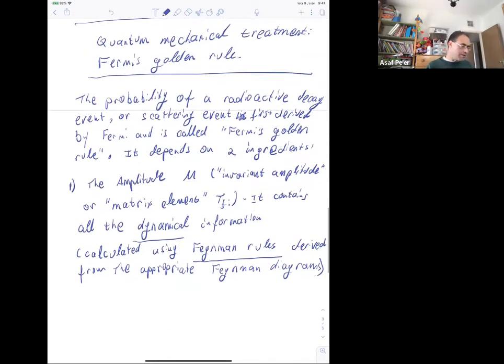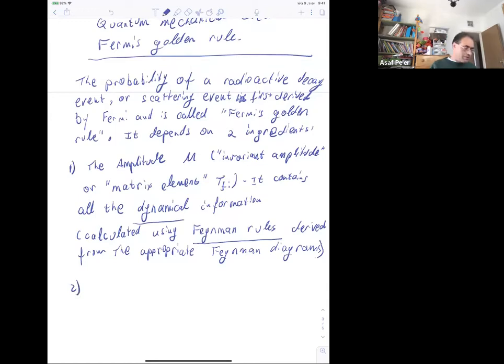The second part is the available phase space for the process. That's also known as the density of states. Basically, it tells you all the kinematics information. If a particle decays, then to what particles it can decay. Essentially, it tells you the probability of decaying into each of the possible final outcomes. That's why it is called the available phase space. This is known as the density of final states. That contains all the kinematics.